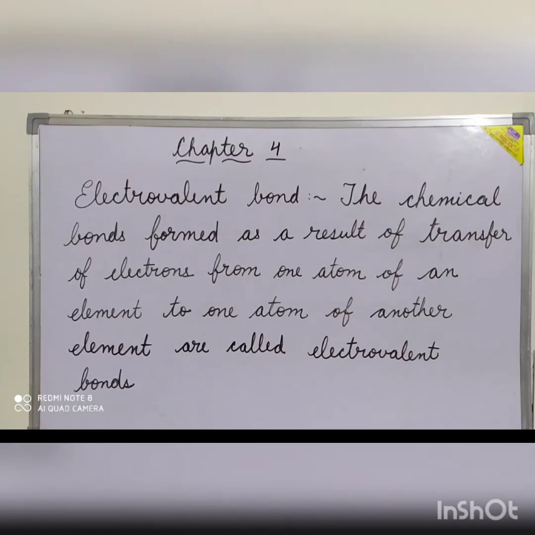Good morning, students. Today we will continue with our chapter number 4, Atomic Structure and Chemical Bonding. Today we will study about electrovalent or ionic bond.